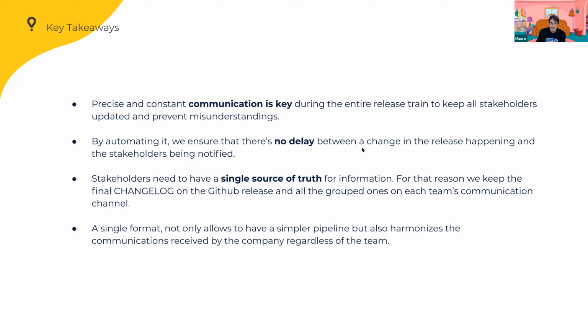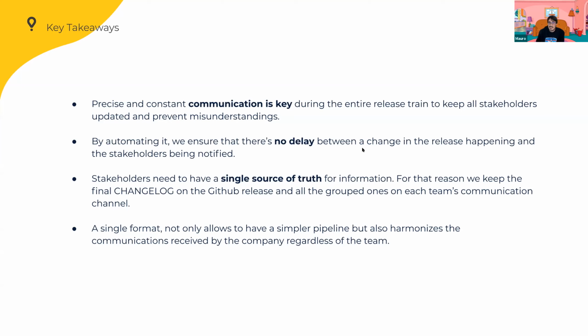By automating this, we make sure that there's no delay. So once a change lands on the release branch, 30 seconds later or even less, we have the notes updated to all stakeholders. So no one can say, oh, I didn't know this wasn't included, or, oh, I thought this was included. This is always updated and is automated.